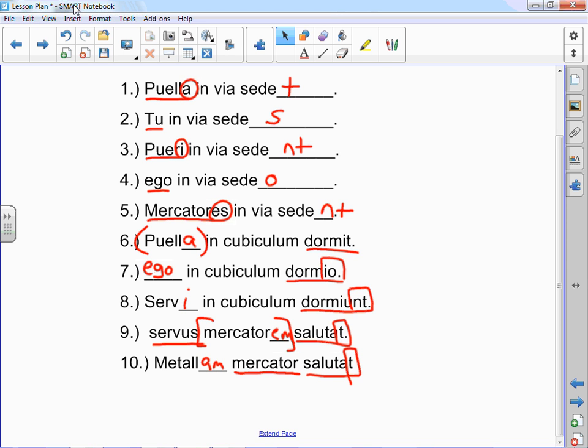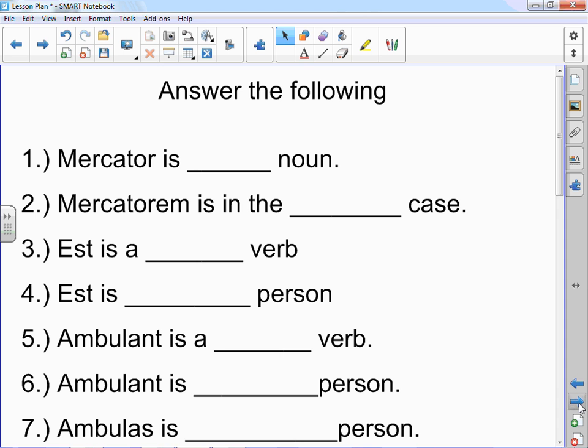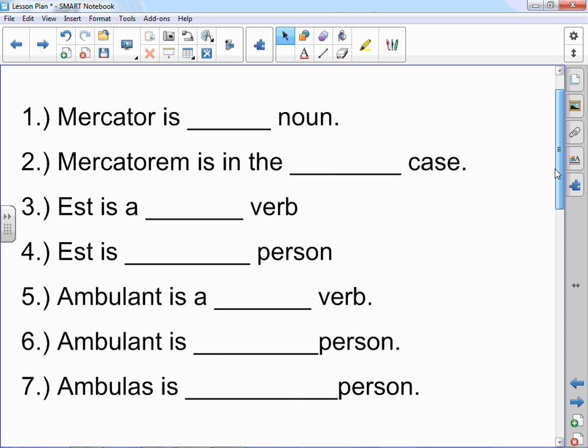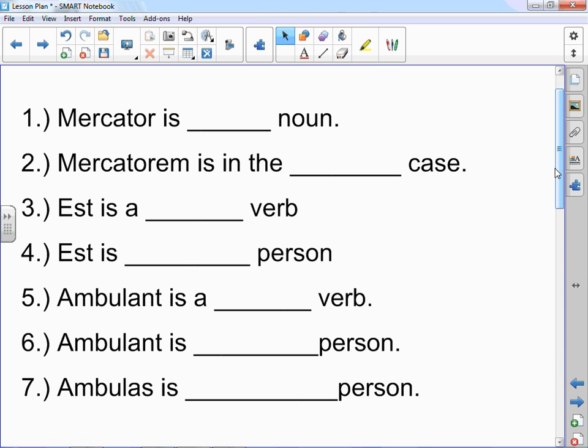Moving on. Answer the following. Now, what I want you to do is pause, try to answer all of these questions, and unpause, and I'll give you the answers. Okay, in the first one, mercator is what kind of noun? Well, it's third declension. It is singular. It is masculine. It is nominative. So it's got a lot of qualities that you should have been able to pick out about it.